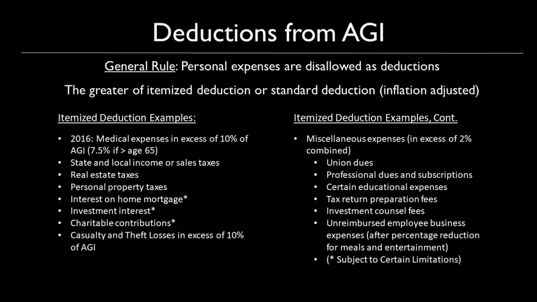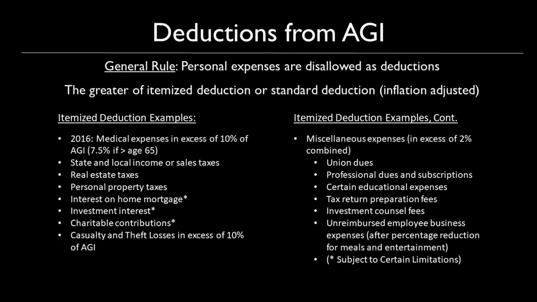Deductions from adjusted gross income. So the general rule is that personal expenses are not tax deductible, except if they are itemized deductions. So you're allowed to take the greater of the itemized deduction or the standard deduction. And the standard deduction is a set amount determined by Congress. It is increased with inflation, or it is adjusted based off inflation rates. The following are examples of itemized deductions.